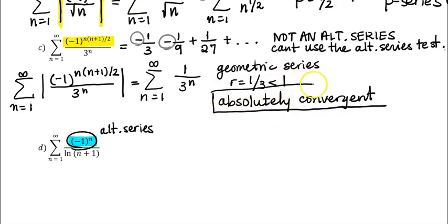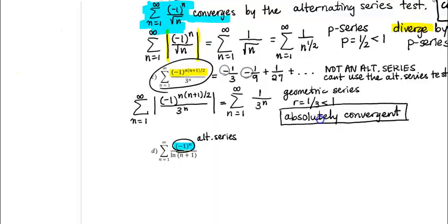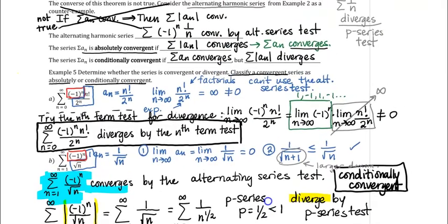If it's absolutely convergent, mind you, it is also convergent. This also converges. That's from this theorem, just as a reminder.